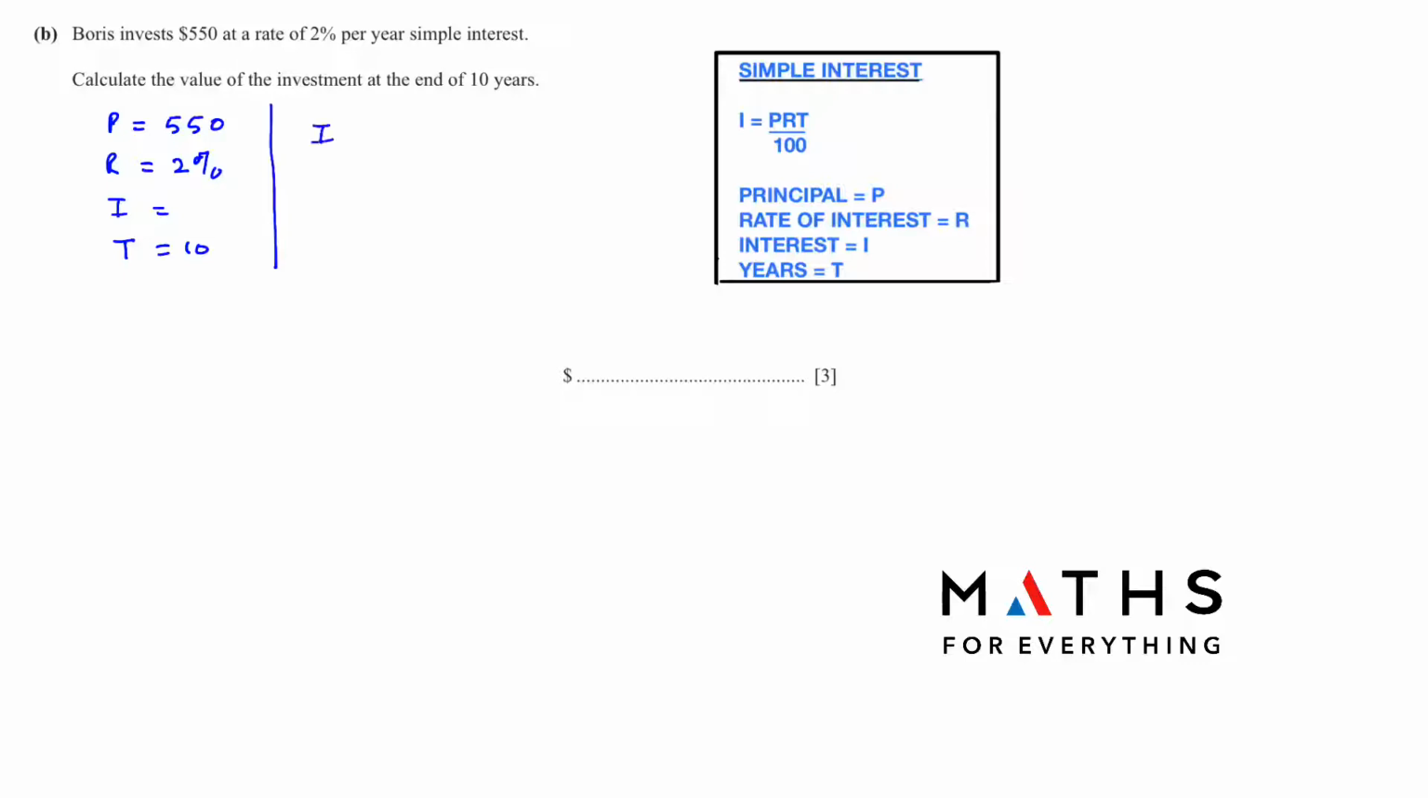This will give us the interest. When you use the simple interest formula, you get the interest only. So you need to read the question correctly. So the time is 10 divided by 100. This will give us 110. But they are not asking for the interest. They are asking for the value of the investment. So the total value will be the initial principal amount, which was 550, plus 110. This will give us $660.